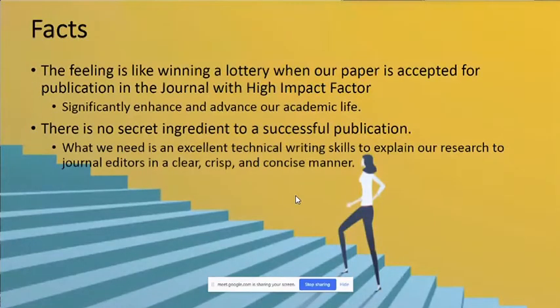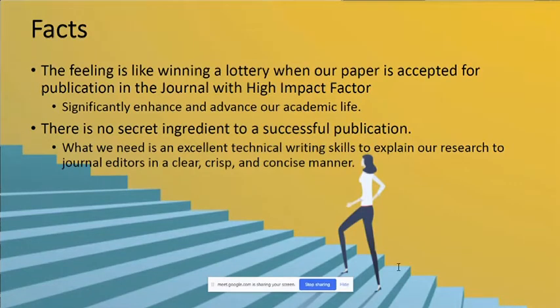This is what I felt like when I first published my own paper. It's not even a Scopus Index. It's just published in a journal in Malaysia. The first one was way back in 2009 or 2008, 2007, I can't remember. The feeling is like winning a lottery. If you're an actor or an actress, it feels like you won an Oscar.